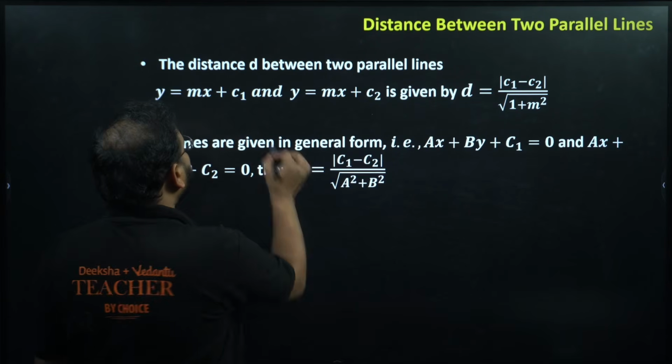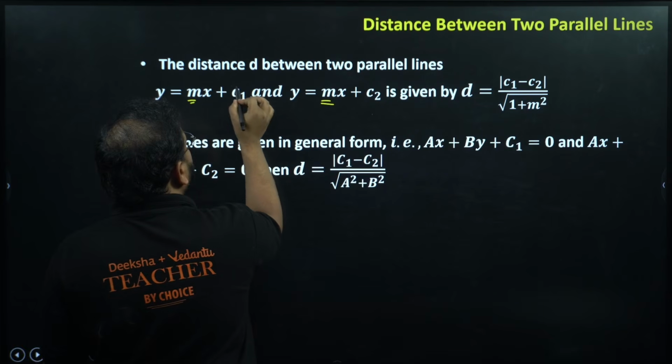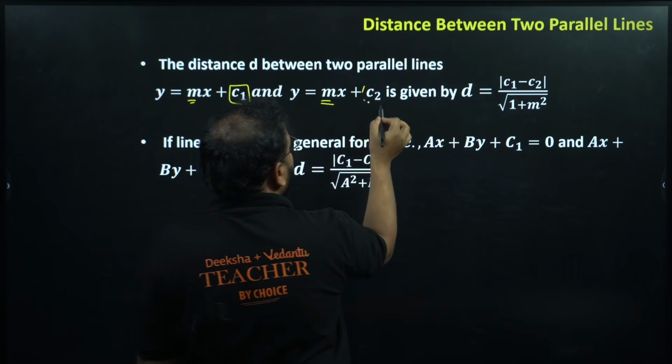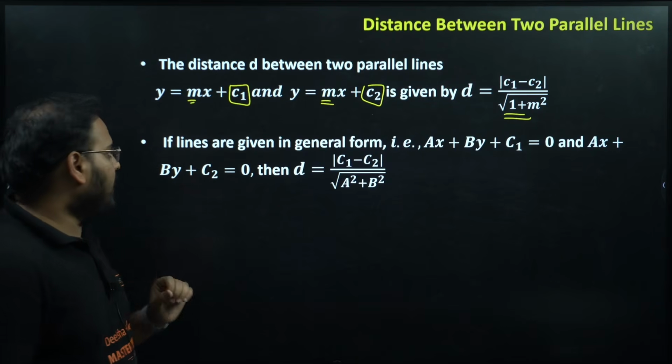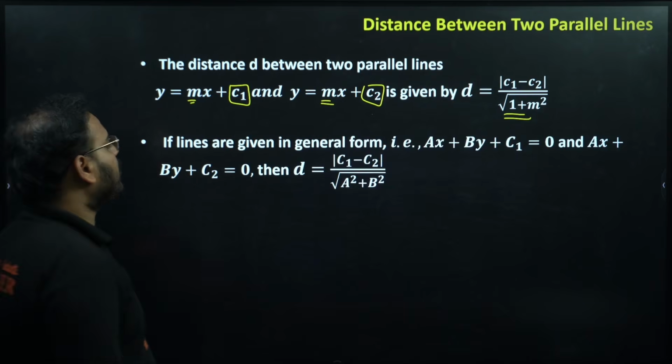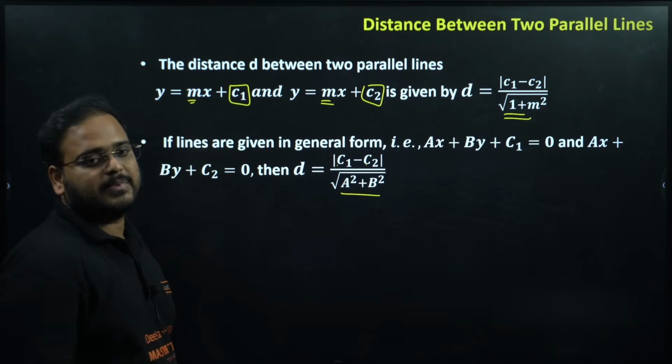Because they're parallel, they have the same slope, right? They have the same coefficient for x and y. So you're going to take the difference of C1 and C2 divided by root of 1 plus m square. Okay, if they're parallel. In general, for two lines, you'll have this as C1 minus C2 divided by root of a square plus b square.